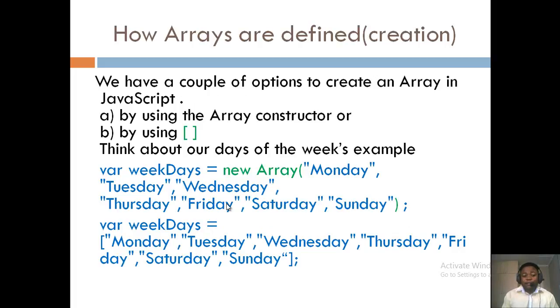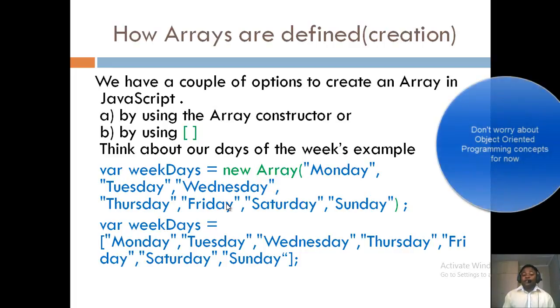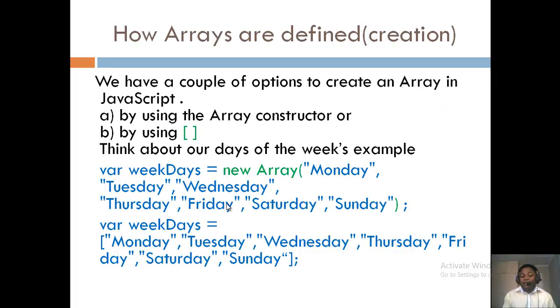Okay, so back to JavaScript, we have 2 ways. Like I said earlier, we have 2 different ways we can create an array variable, and the first one is by using an array constructor. And a constructor is an object-oriented programming concept which, of course, is not going to be a subject of discussion now, but I will show you how that works in a moment. And the second way is by just using the square bracket, which is going to be the way we are going to adopt in this video.